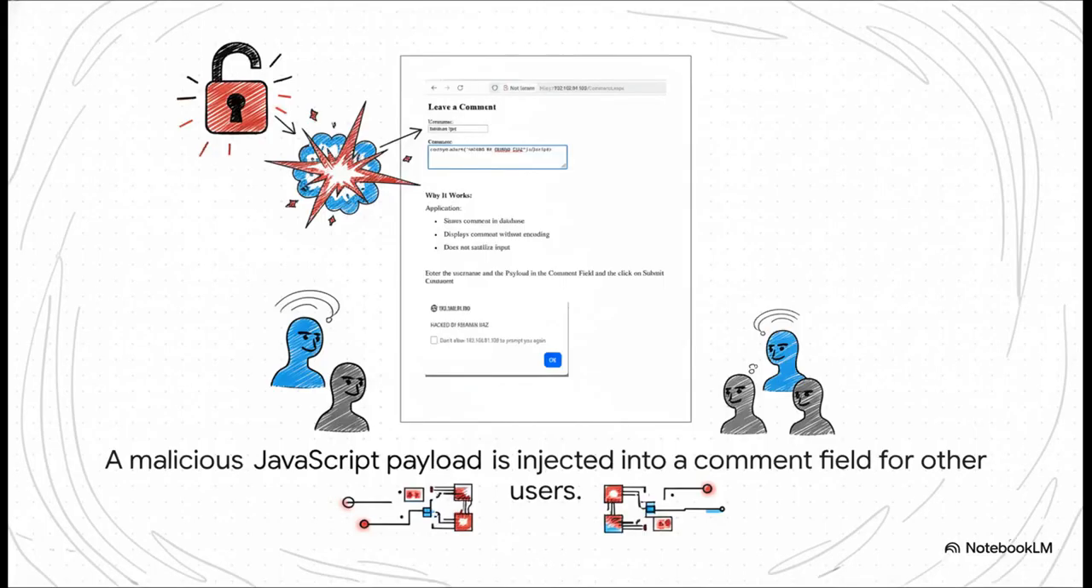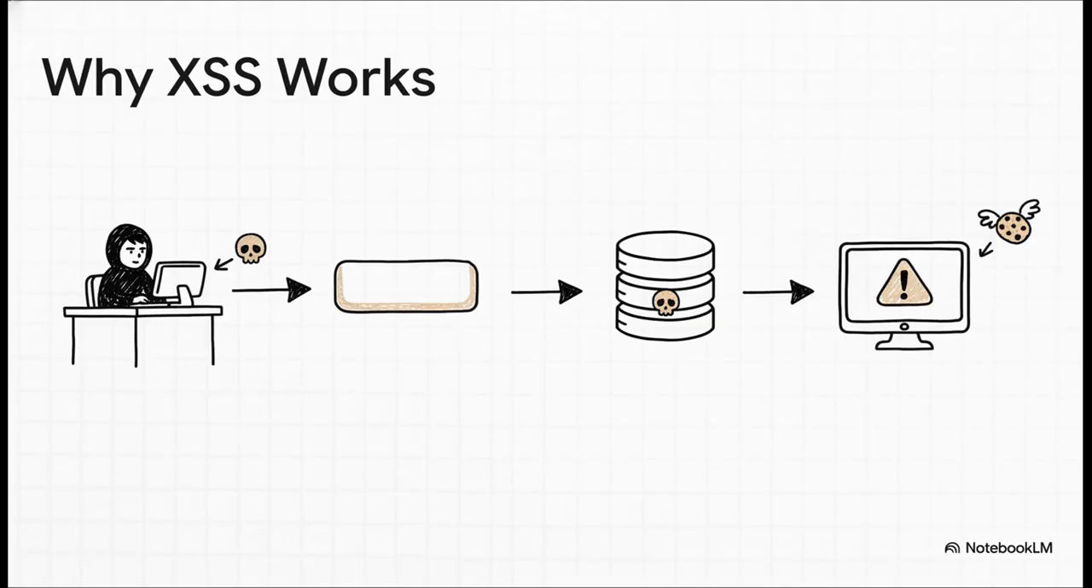Phase 3, stored cross-site scripting, or XSS. So now that we're inside, we're going to look for a place to leave a little surprise for other people. In this case, we're injecting a simple JavaScript payload right into a comment field. This isn't for us. This is a trap for the next person who views this page, who might just be an administrator. This works because of a fundamental failure in web security.